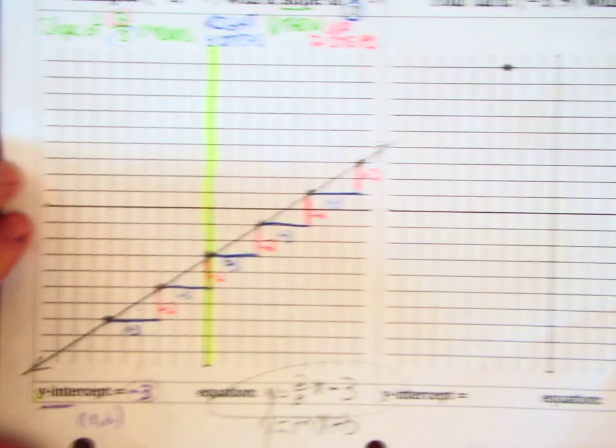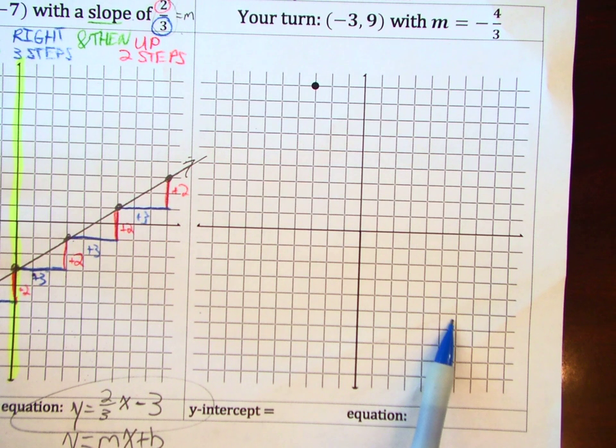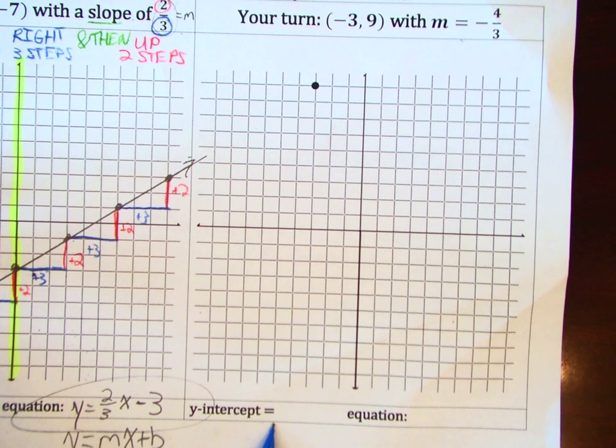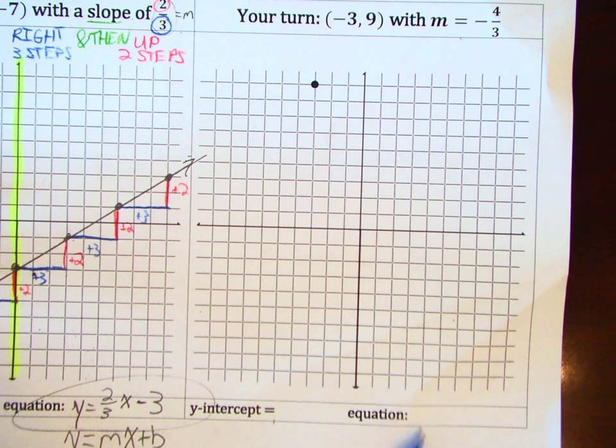So now on your own, please try the one on the right. It is the same idea. Again, our slope is m. Find the y-intercept and write the equation.